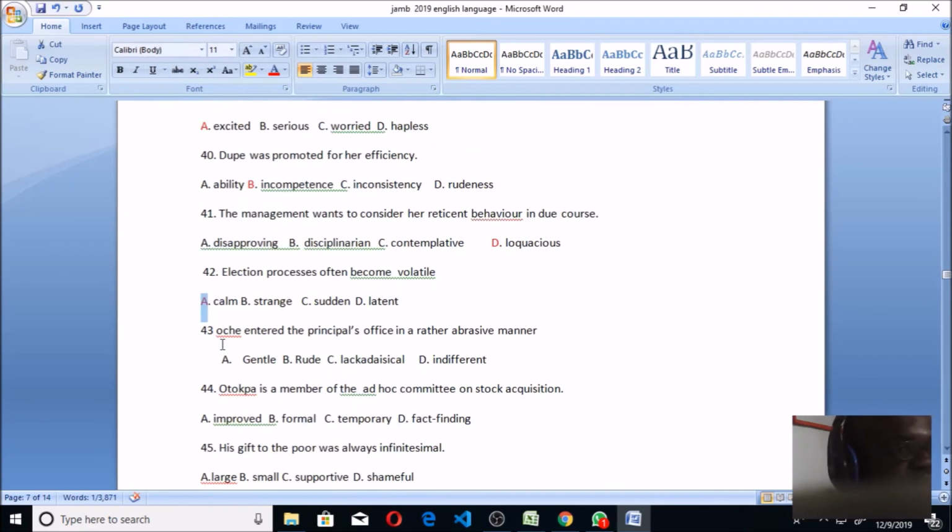So let's move on. Oche entered the principal's office in a rather abrasive manner. Abrasive simply means able to polish or clean a hard surface by rubbing or grinding. Something that is harsh or unkind. That is the meaning of abrasive. So A simply means gentle. Gentle is mild or kind. So you can already see that the opposite of abrasive is gentle, because kind or unkind. So abrasive manner is a very harsh manner, whereas gentle is the opposite. So A is the answer to this.